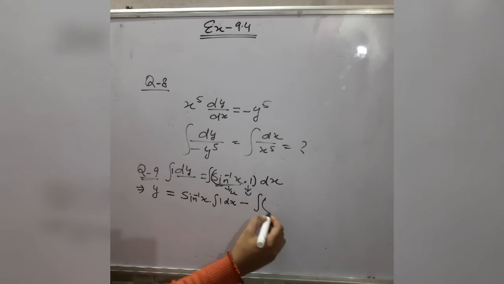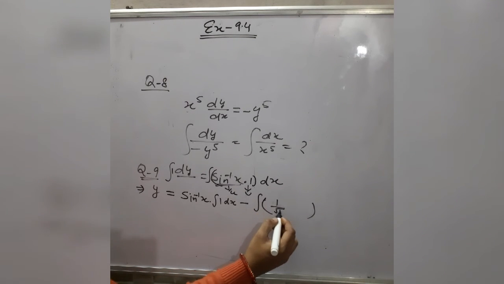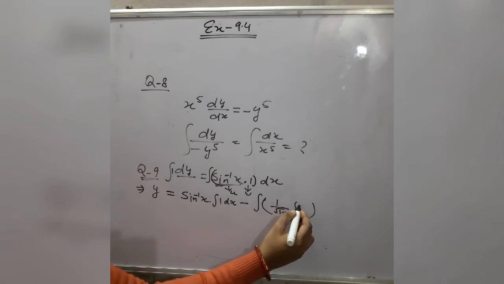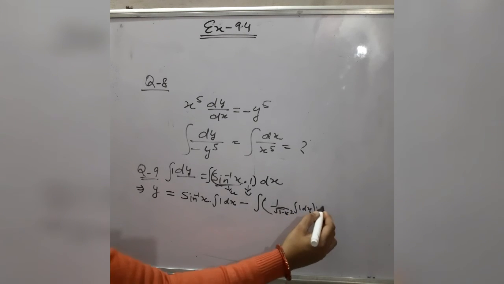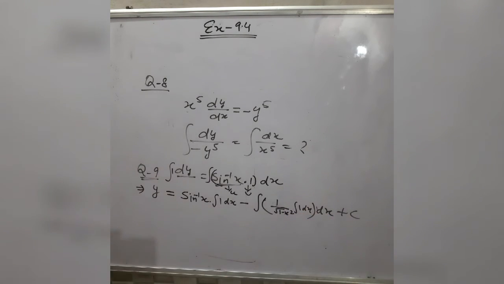Now integration sign. Firstly, the derivative of sin inverse x is 1 by root 1 minus x square, and the integration of 1, then the whole integration plus integration constant c. So in this way you can find out the integration of sin inverse x. Now next step, this sin inverse x remains as it is. Sin inverse x times the integration of 1 with respect to x, which will be x, minus integration sign, it becomes x by root 1 minus x square into dx.